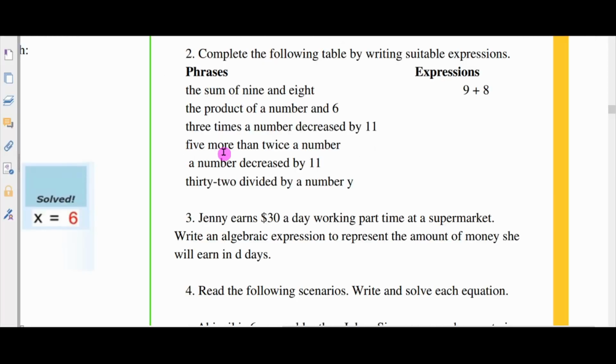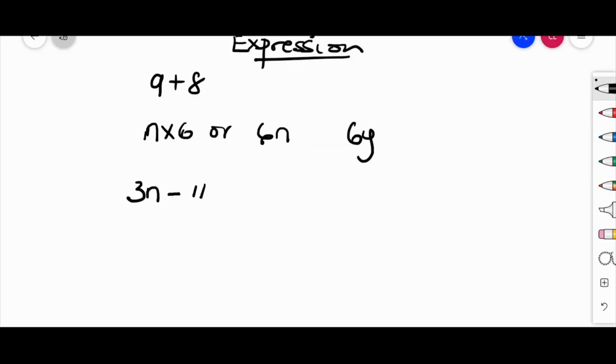5 more than twice a number. Now 5 more means we're going to add 5 to twice a number, and twice a number would be to what? To multiply the number by 2. So I have twice a number, which is 2n, twice some number, I don't know what a number is, and I'm going to add to that 5. So 5 more than twice a number. Okay, so we could write it like this, or we could say 2n plus 5.